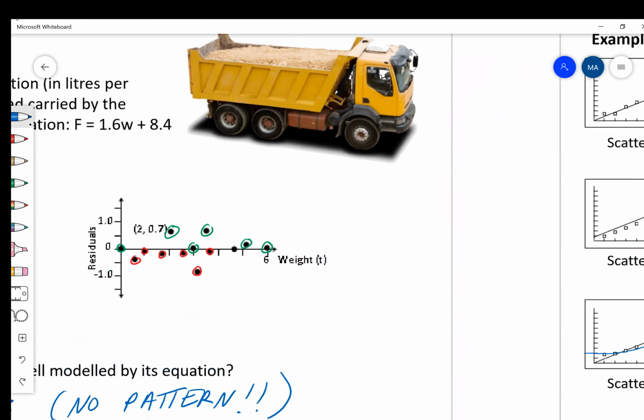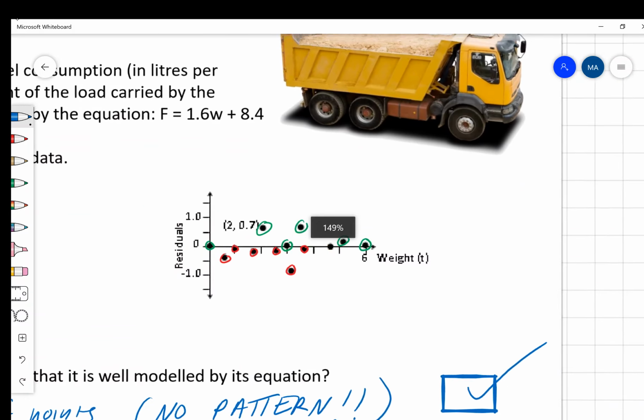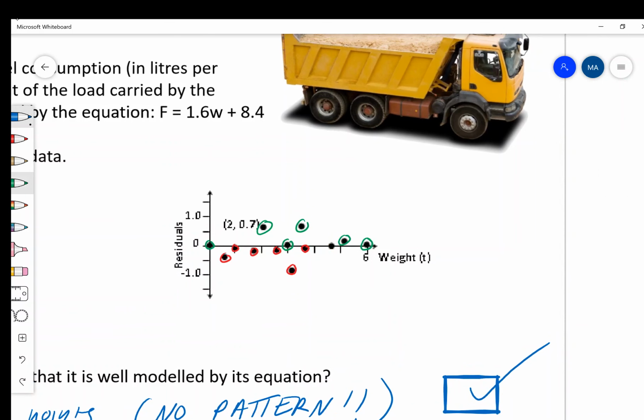So for this residual plot here, we certainly can tick that box. There's no obvious pattern there. Now, same number of data points above and below the horizontal axis. Okay, now I circled some before, but I haven't counted them yet. We've got 1, 2, 3, 4, 5, 6 above, and we've got 1, 2, 3, 4, 5, 6 below.